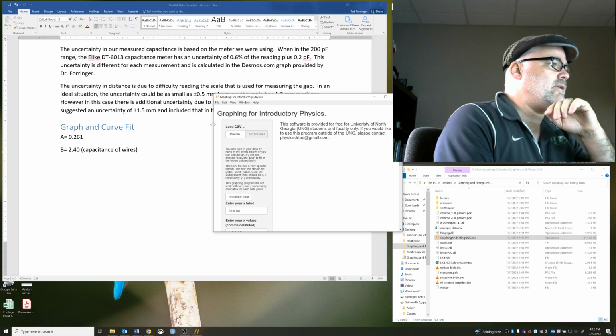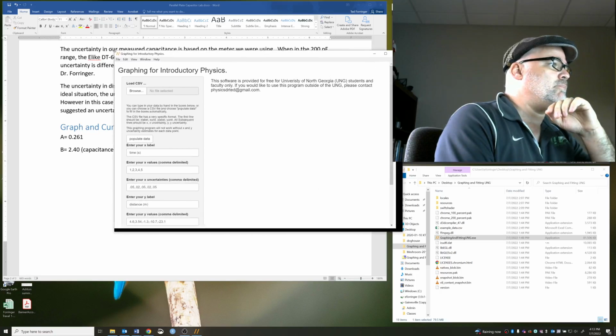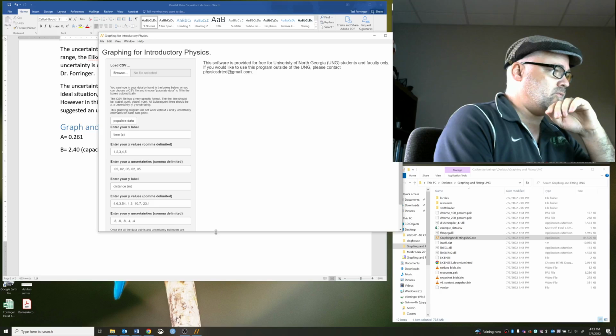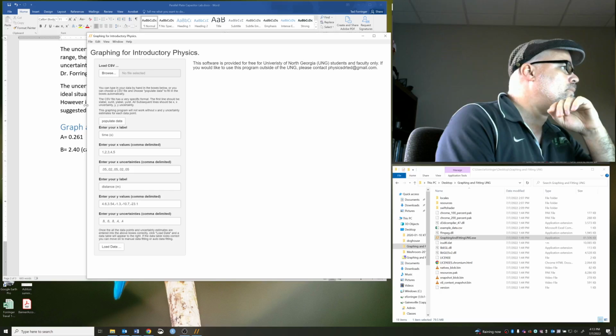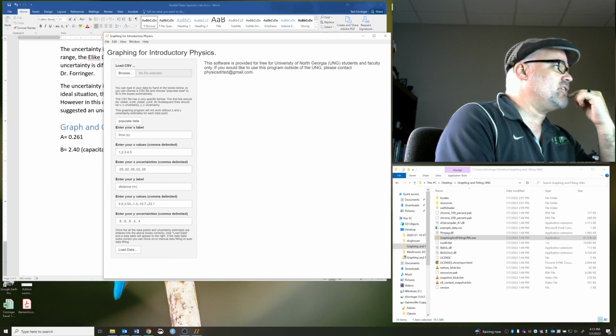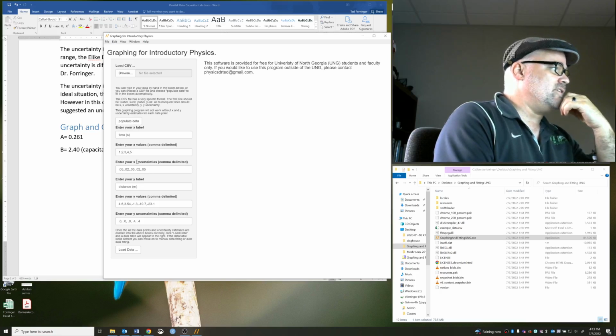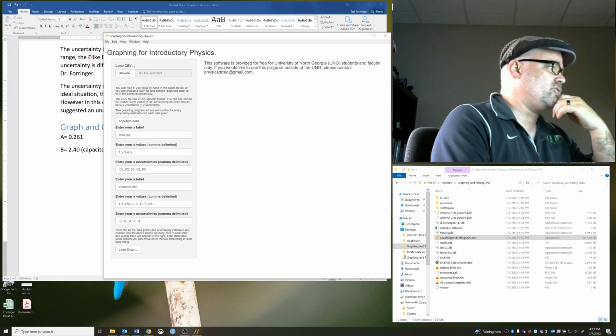Okay, and here we have the program that I wrote for graphing student data. There are some instructions here, but I'm just going to go over it. There are two ways to get data into this program. One way is just to type it in.